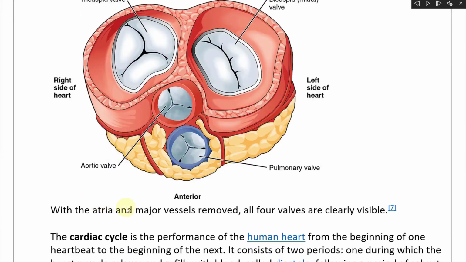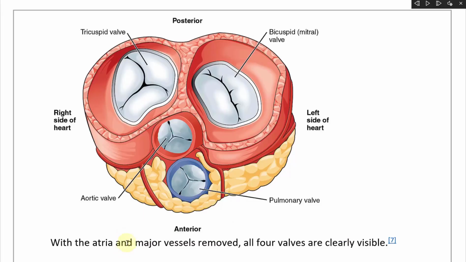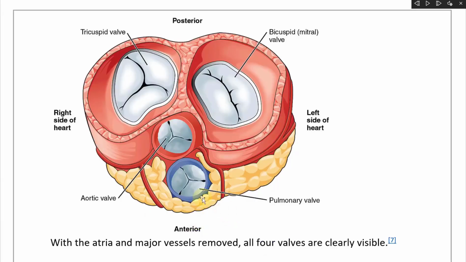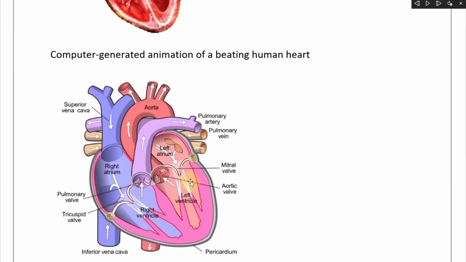Here, with the atria and major vessels removed, all four valves are clearly visible. So you remove the atria, the top part, and the major vessels, so you can just see the valves. So there's a pulmonary valve, and then there's the anterior, the bottom side. There's a posterior, the top side, and then there's the aortic valve. This goes to the aorta. This goes to the pulmonary. This should be the pulmonary valve. That should be going to the lungs.